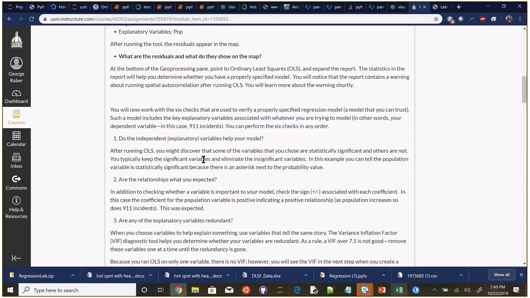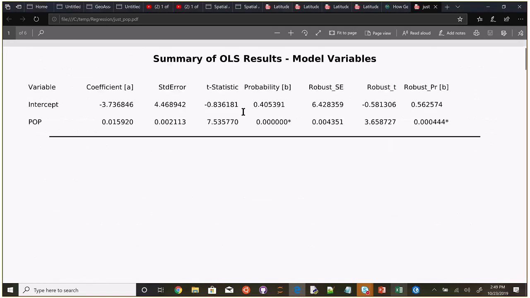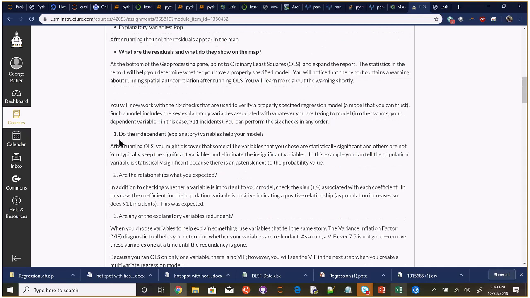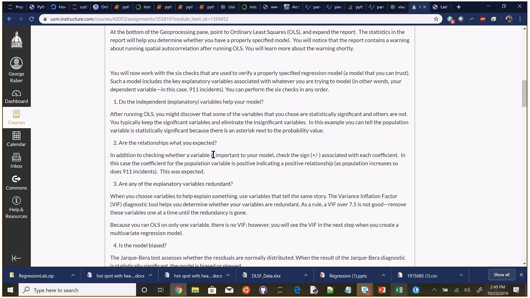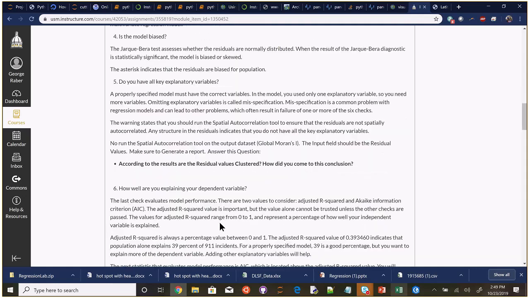Yeah, so you're answering all these questions right here for the report. This report is just population. Okay? And so follow this through. So I actually answered a lot of these questions. Just do the independent explanatory variable, in this case it's just one, help your model. Are the relationships what you expected? Are any of the explanatory variables redundant? That one doesn't.